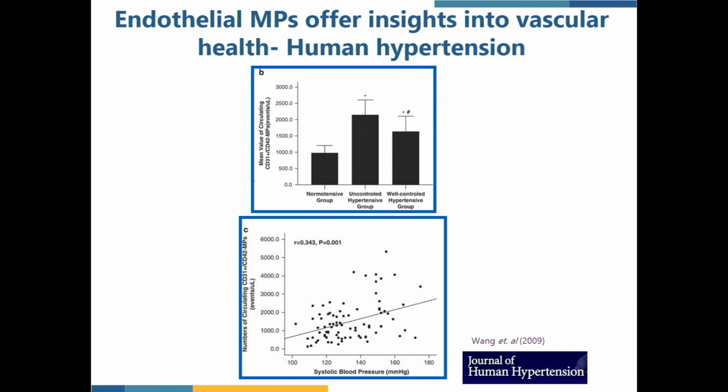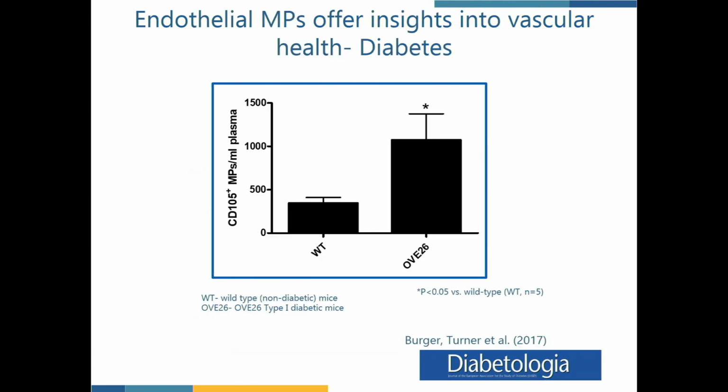And they showed a very nice, robust correlation between blood pressure and endothelial microparticle levels. So it does seem to be a fairly sensitive measure of vascular stress in hypertension. This observation isn't restricted to hypertension. It's been shown in a number of other diseases.